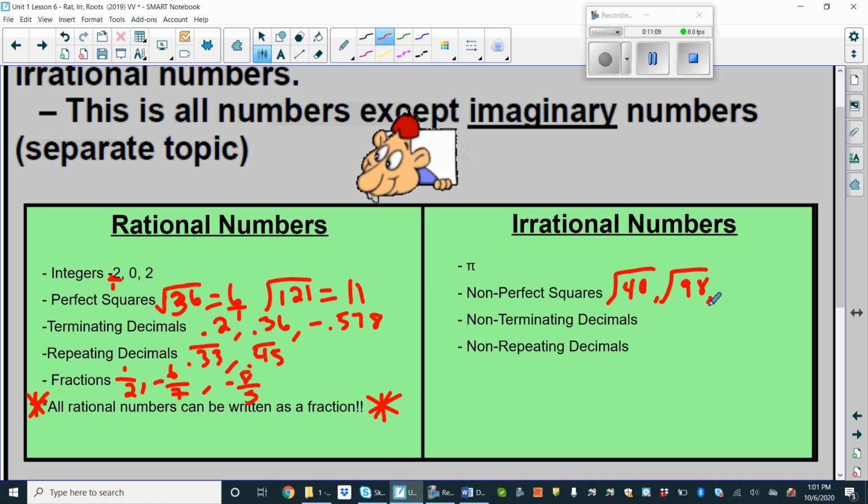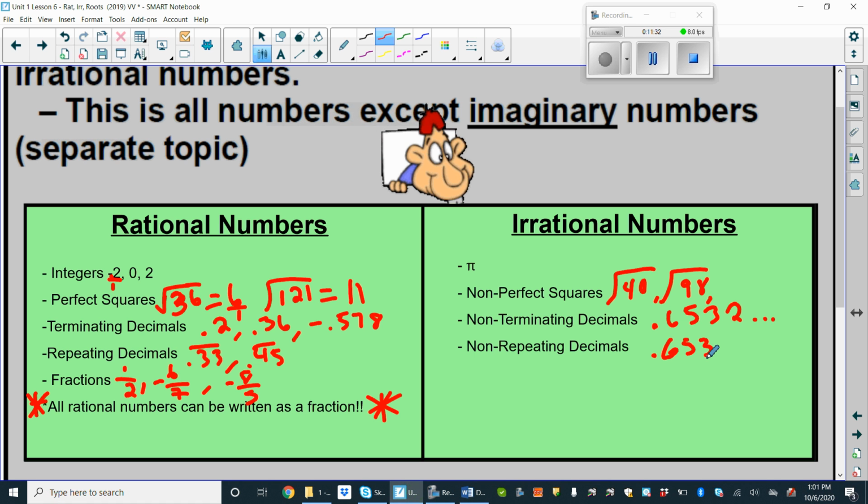Non-terminating decimals mean decimals that go on forever. So 0.653 dot, dot, dot. If you see those dot, dot, dots, that means it's going on infinitely and is going to never end. So that is a non-terminating decimal. And same thing with non-repeating. It's just a decimal that has a bunch of random numbers. Again, 6, 5, 3, 7, 8, 9, and just keeps going forever. So non-terminating, non-repeating. Okay. Those are both irrational as well.